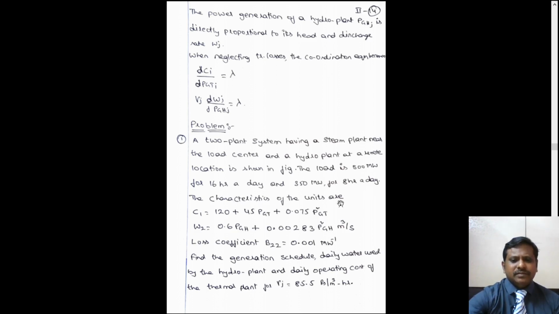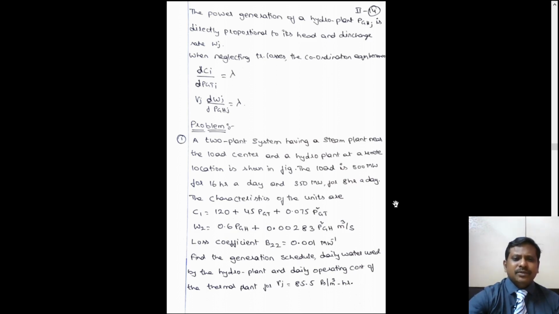The characteristics of the units are given, this one is for hydro and this one is for thermal. The loss coefficients are given, and he is asking to find the generation schedule, daily water used by the hydro plant, and daily operating cost.